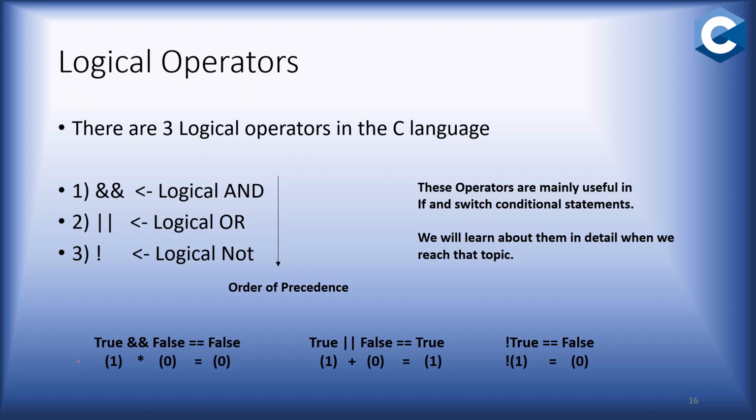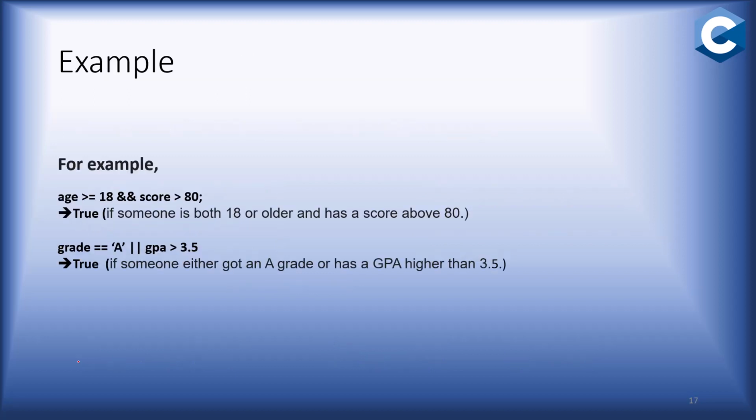Let's see these operators in action. For example, age >= 18 && score > 80 would be true only if someone is both 18 or older and has a score above 80. On the other hand, grade == 'A' || GPA > 3.5 would be true if someone either got an A grade or has a GPA higher than 3.5.